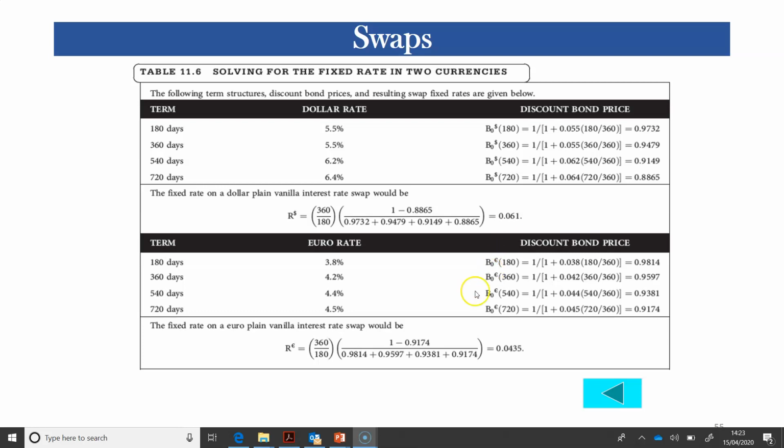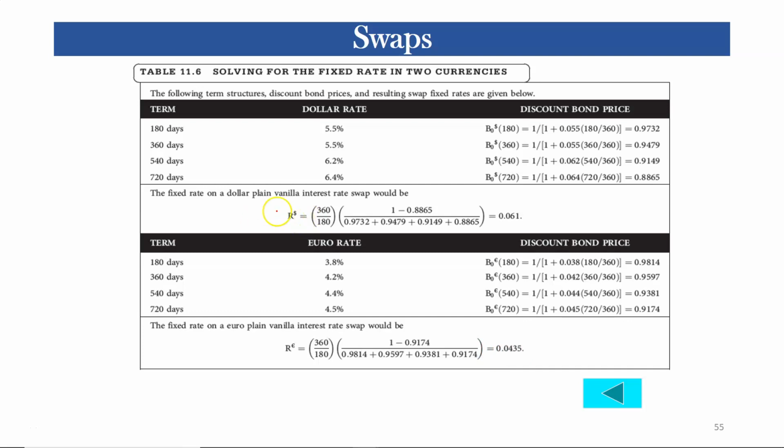For the euro fixed rate, we use the euro term structure of interest rate for 180, 360, 540 and 720 days. Using the values of the euro zero coupon bonds, that is the present value discount factors, in the fixed rate formula, we get the euro fixed rate to be 4.35%, the same as given in the example of Reston.